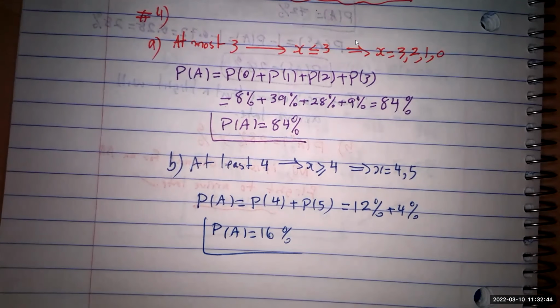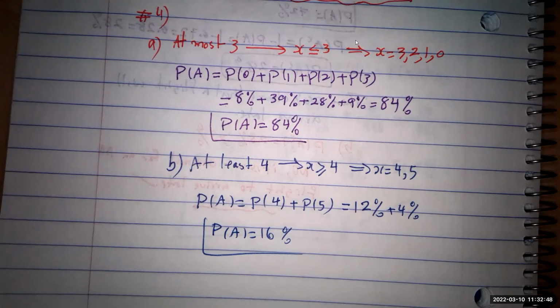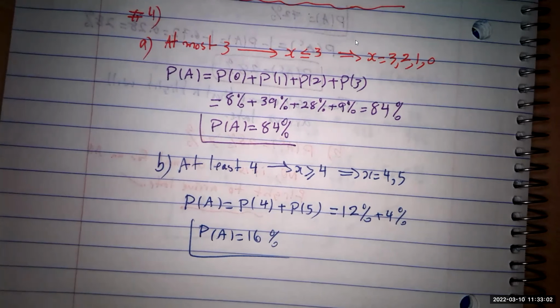So there is a 16% chance that... 60% chance that the household would have at least 4. Not many households would have 4 TV sets or 4 or 5, and you just put them together. Okay, so again, we are interested in these 2 terms.